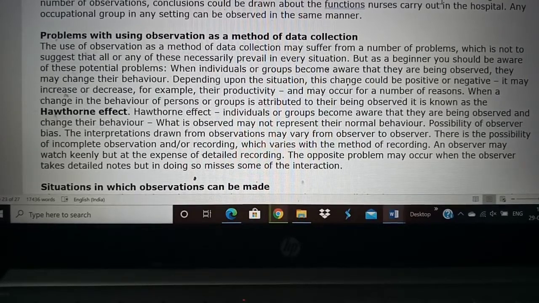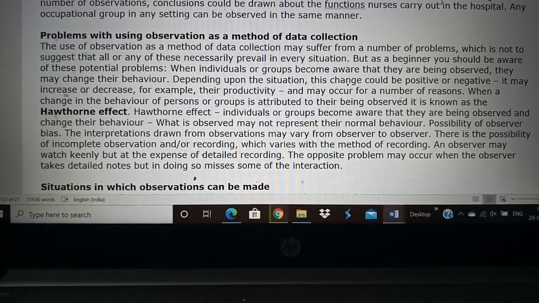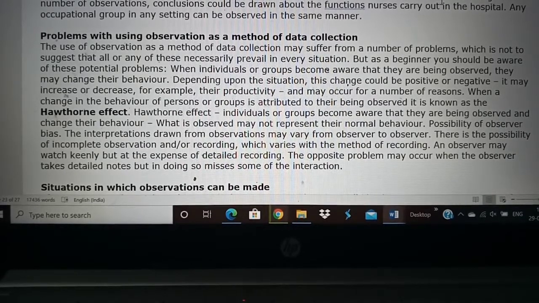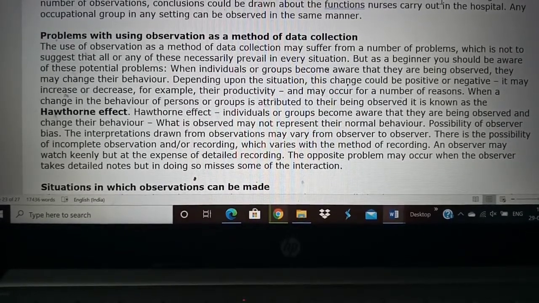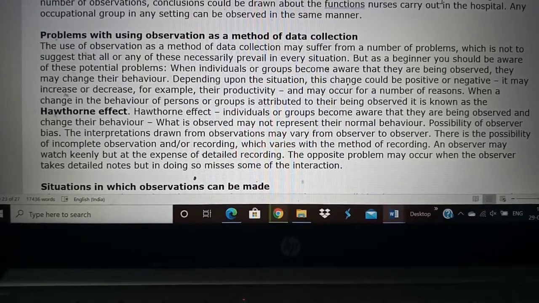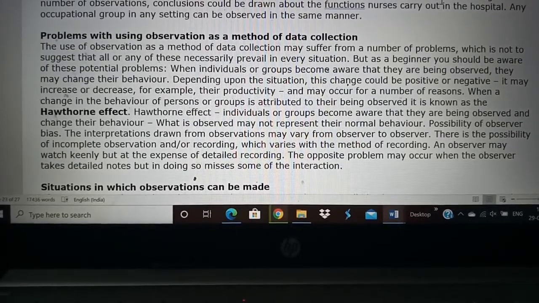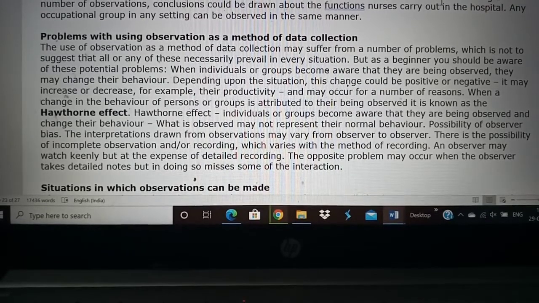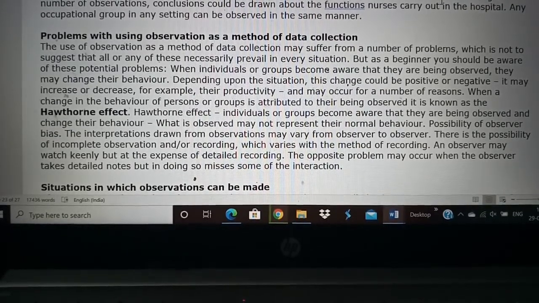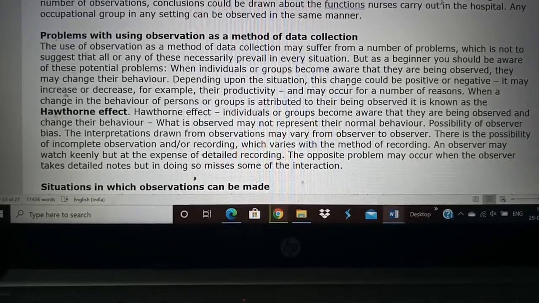Okay, the Hawthorne effect is when individuals or groups become aware that they are being observed, and they change their behavior. Okay, so finally what is observed may not be their normal behavior. So this is called observer bias. I was telling about bias. So the data that you collect through observation can have observer bias, which is the Hawthorne effect. So what will happen is your study will give a wrong answer or wrong interpretation. Okay, so this is one of the main reasons why observation as a method is not used for data collection at all times.